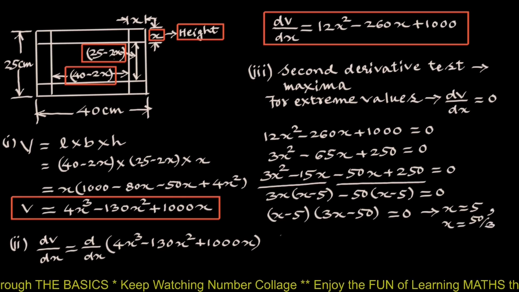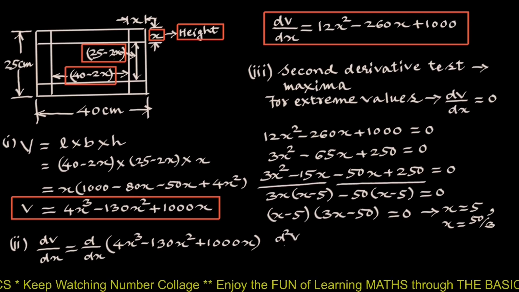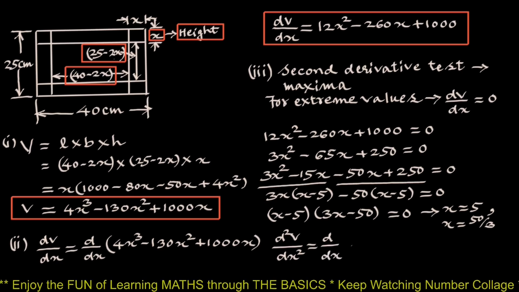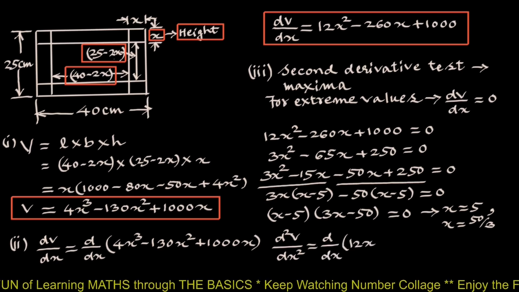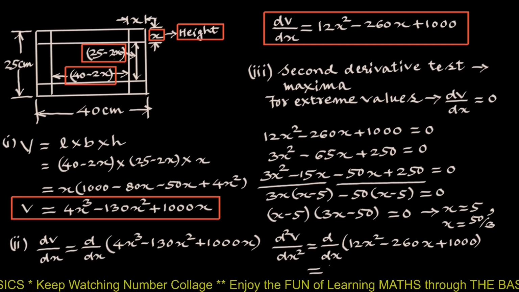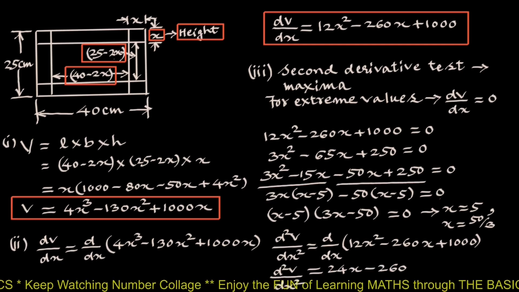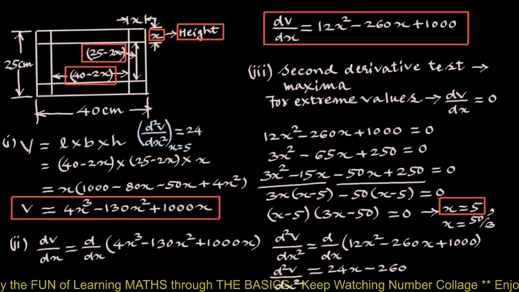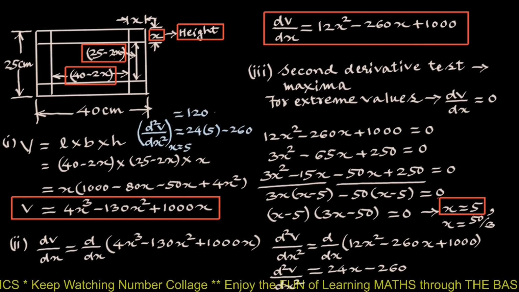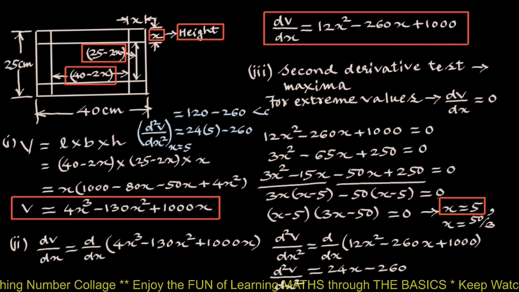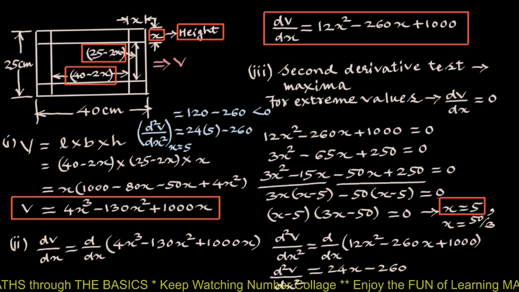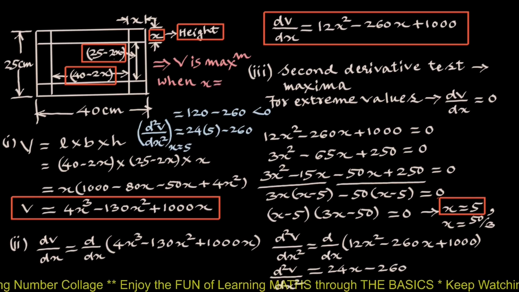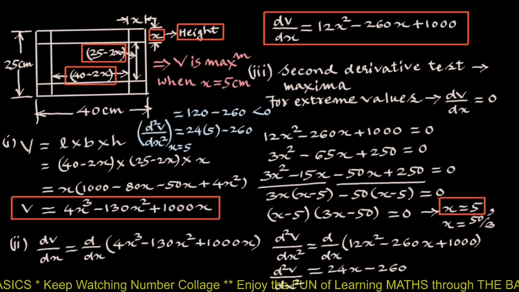Let us find the second derivative of volume. d2V upon dx square will be d by dx of dV by dx, 12x square minus 260x plus 1000, which is 24x minus 260. Now for x equals 5, it will be 24 into 5 minus 260, 120 minus 260, which is negative. And this implies volume V is maximum when the height of the box x is 5 centimeter. This is the answer.